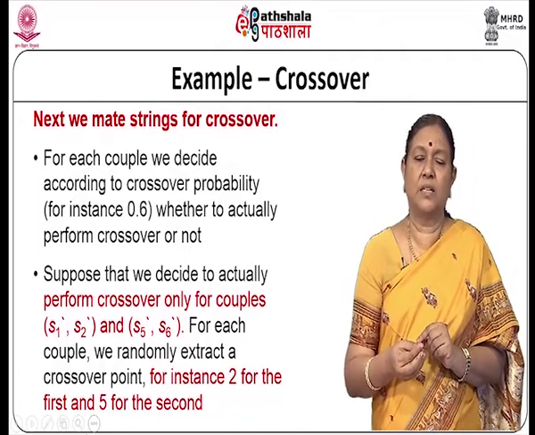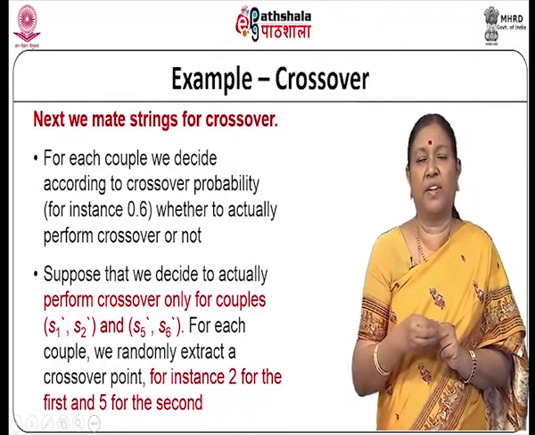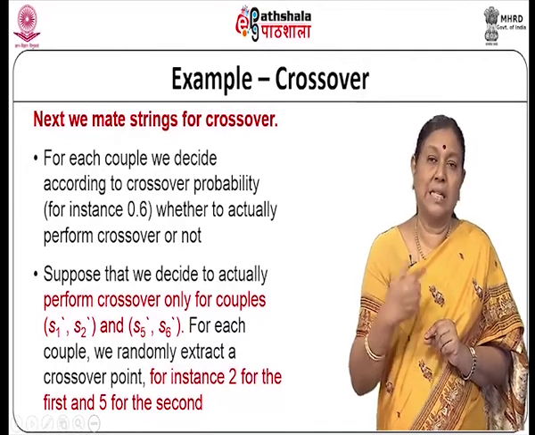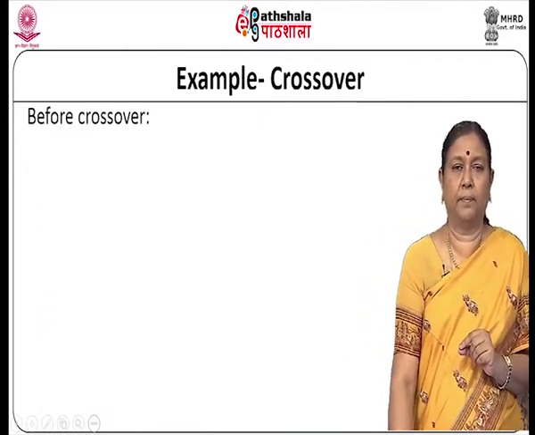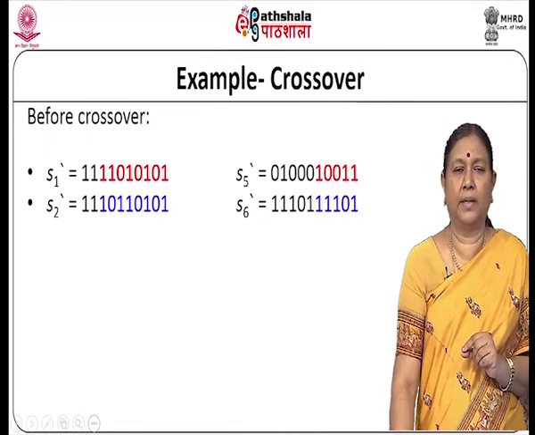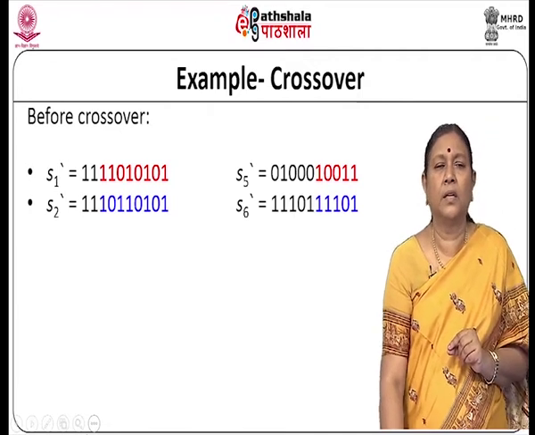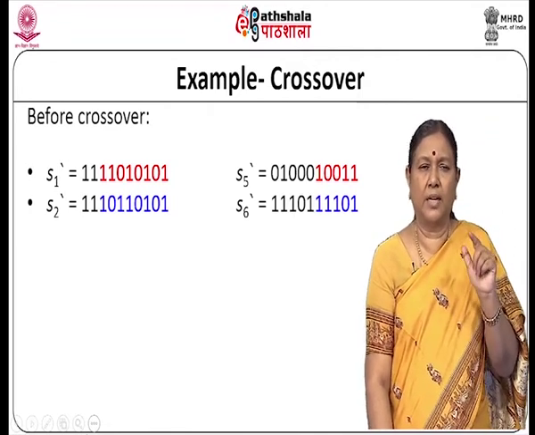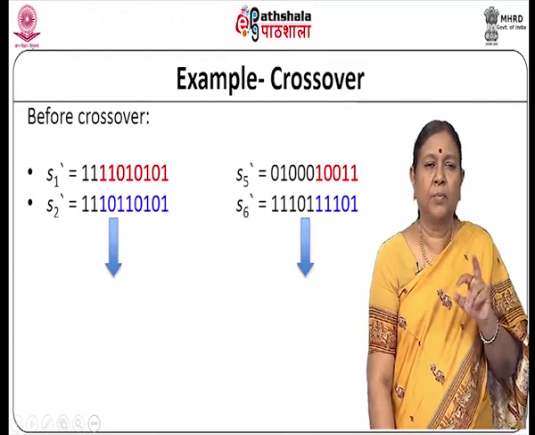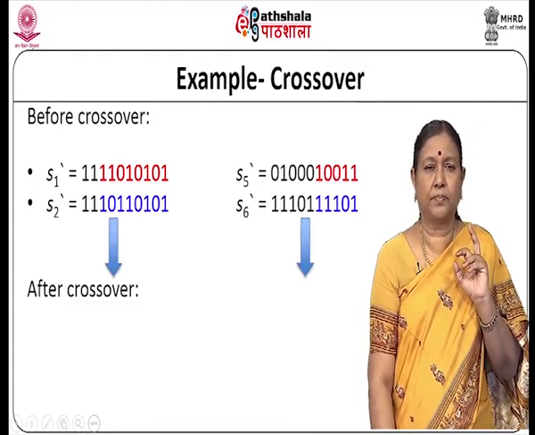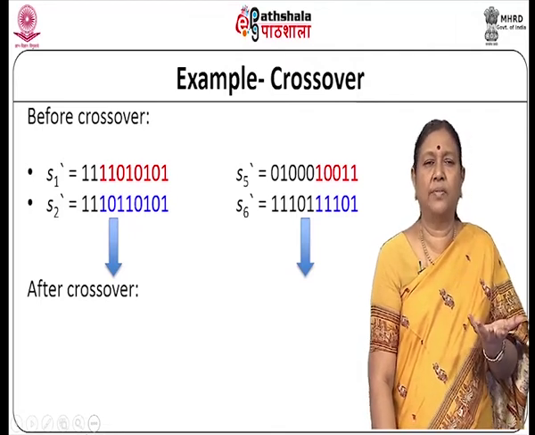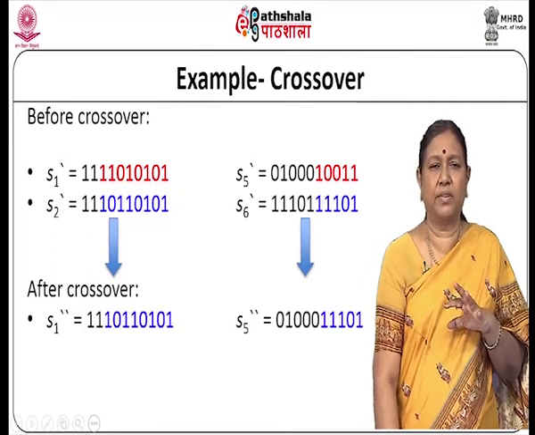For each couple we randomly extract a crossover point. For instance, let us assume it is 2 for the first and 5 for the second. Before crossover these were the 2 parents, S1 dash and S2 dash, and these are the next 2 parents, S5 dash and S6 dash. So, after crossover what will happen? Remember, we have point 2 and point 5. The first one uses point 2, the second one uses point 5.